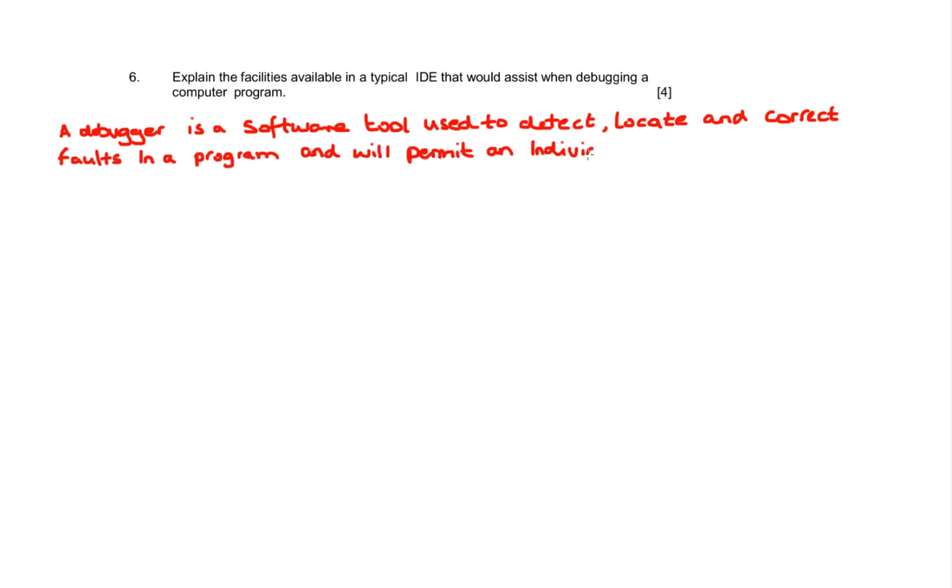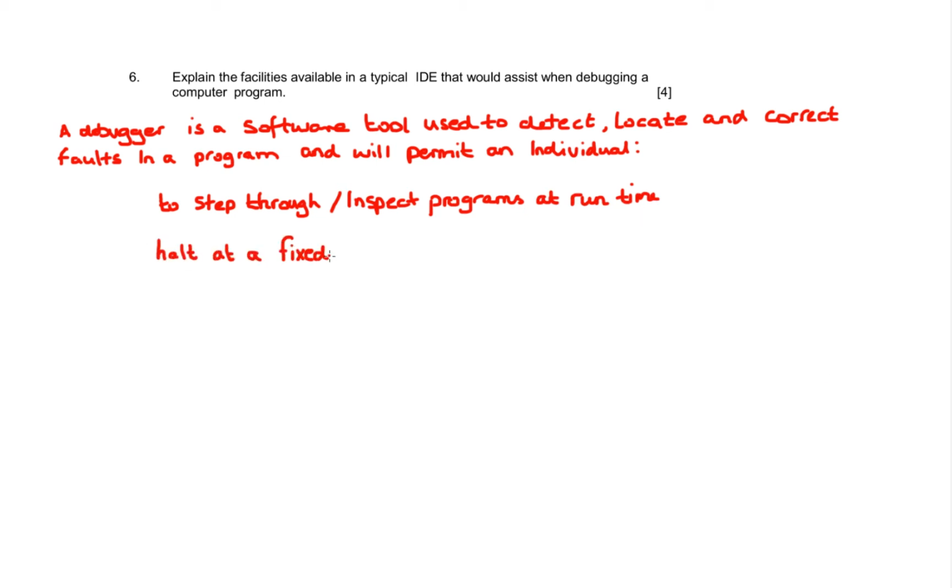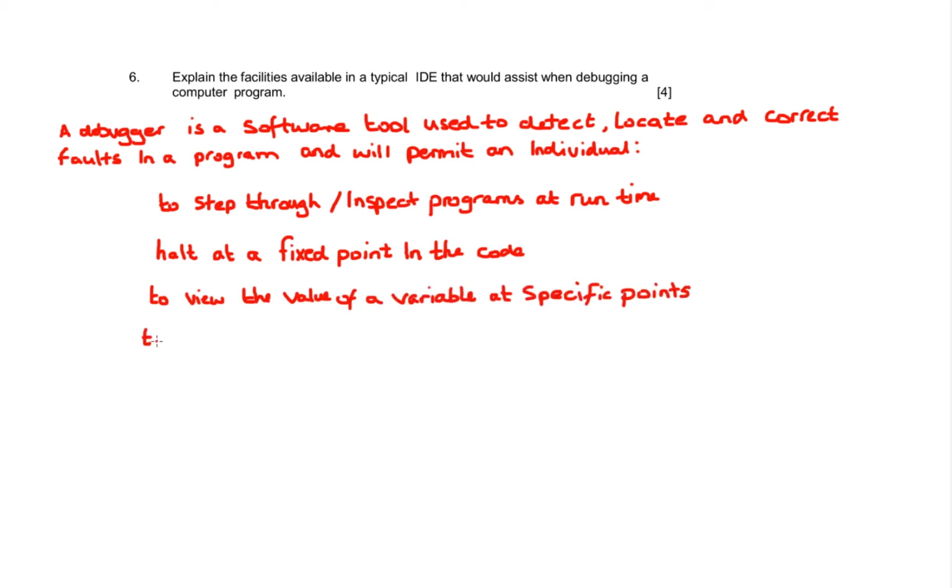Firstly, to step through or inspect programs at runtime, to add a breakpoint and halt at a fixed point in the code, to use variable watches to view the value of a variable at a specific point, or to view the entire contents of memory at a specific point while running the program. And you can do this using a store dump.